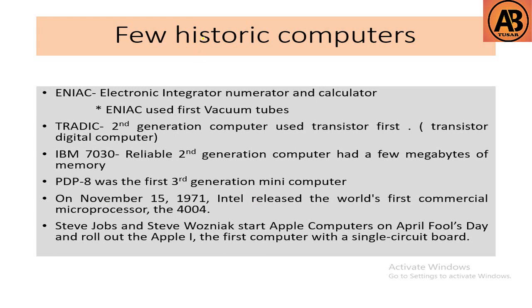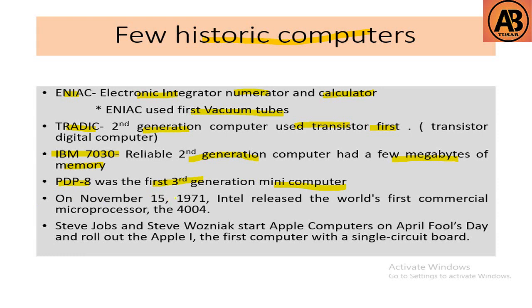Then a few historic computers such as ENIAC, electronic numerical integrator and calculator. ENIAC used fast vacuum tubes. Then TRADIC, a second generation computer that used transistors. Then IBM 7030, a reliable second generation computer that had a few megabytes of memory. PDP-8 was the first third generation minicomputer.